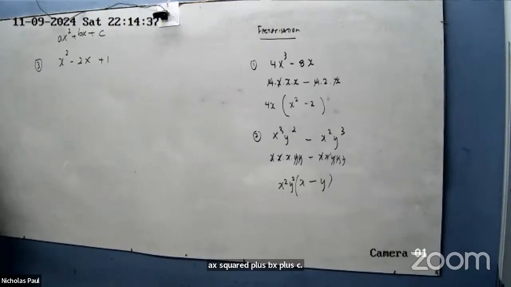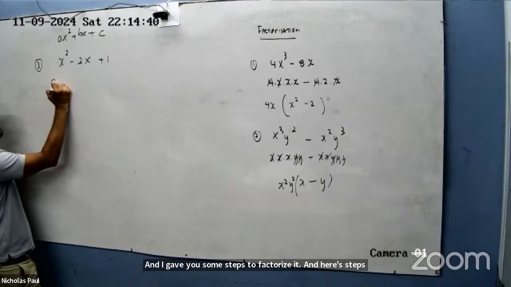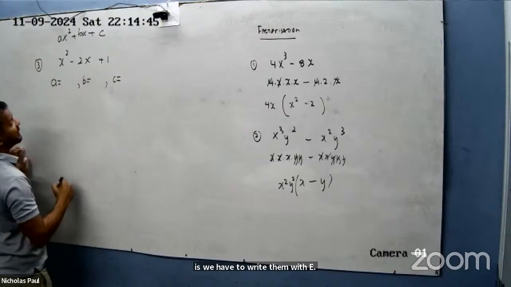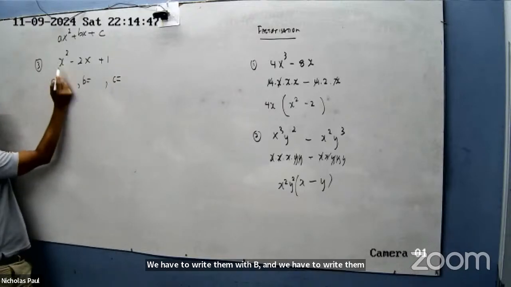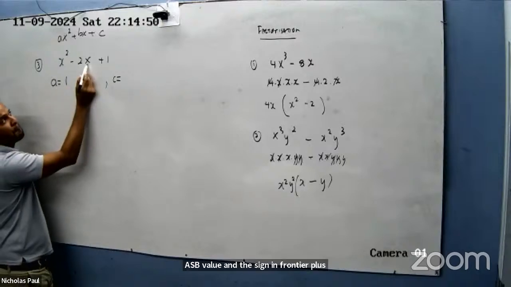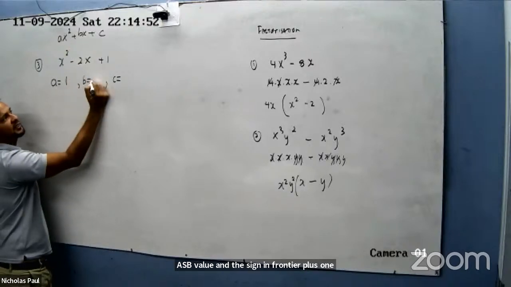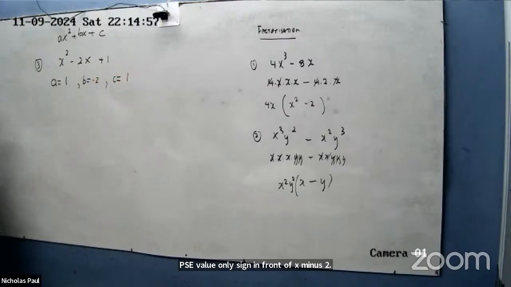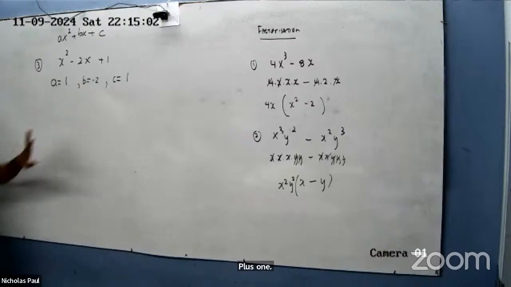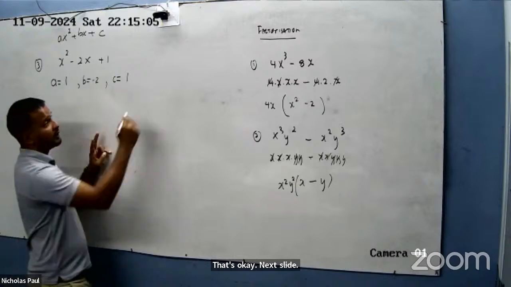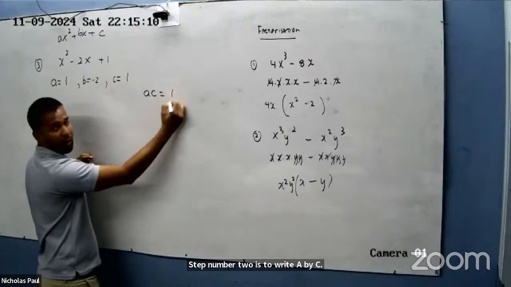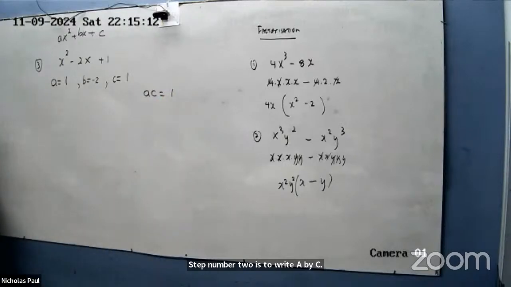Here are the steps. Number 1 is we have to write down what is a, what is b, and what is c. A is the value and the sign in front here, plus 1. B is the value and the sign in front of x, minus 2. And c is the constant, plus 1. That's okay? Next step. Right? So that's step 1. Step number 2 is to write a by c. 1 by 1 is 1. Right, Rima? 1 by 1 is 1.